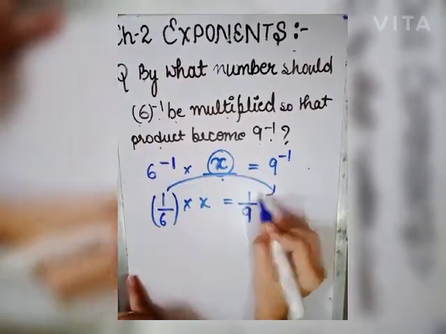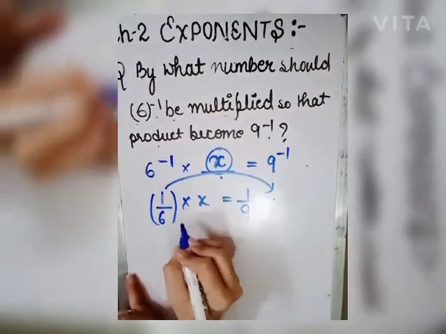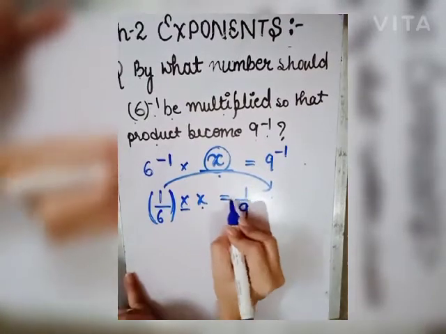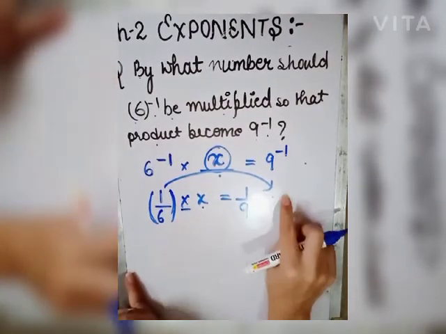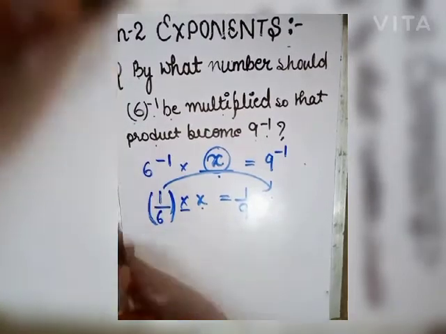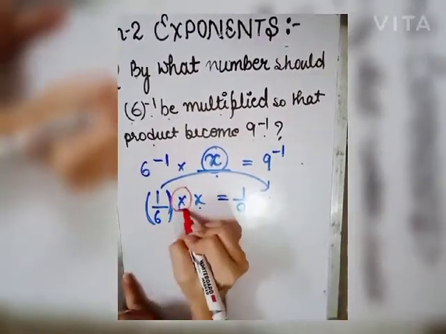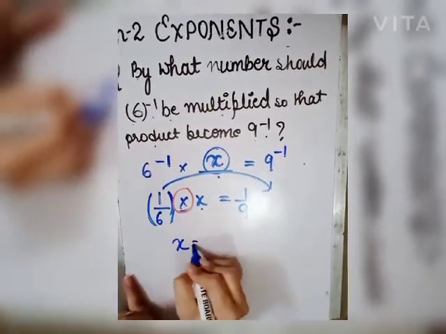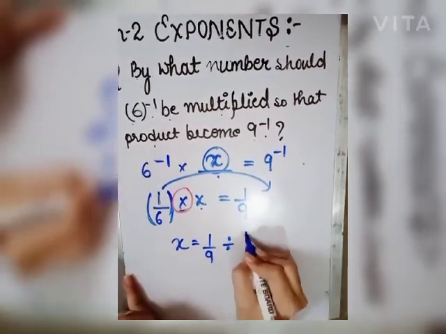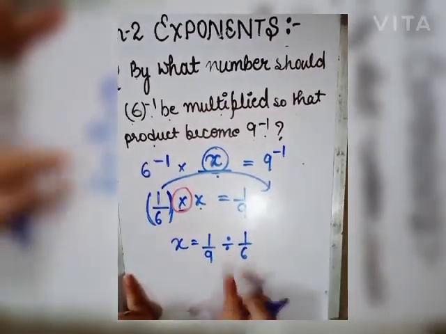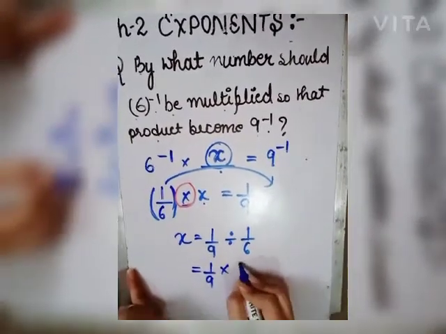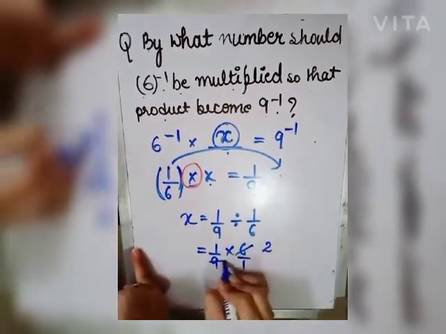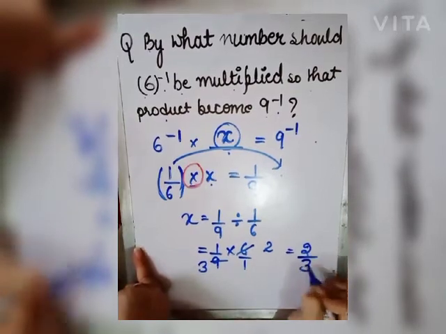Transport this 1 upon 6 to the other side of the equal sign. Here this 1 upon 6 is in multiplication with x. Whenever it goes to the other side of the equal sign, जब भी कोई भी नंबर इक्वल टू के दूसरी साइड जाता है तो उसका साइन चेंज हो जाता है. Here the sign is multiplication. When it goes to the other side, it will change to divide. So here 1 upon 6 will come with the sign of divide. Now solve this divide. We all know how to solve this question. 3 twos are 6, 3 threes are 9. So this is 2 upon 3, and this is the answer.